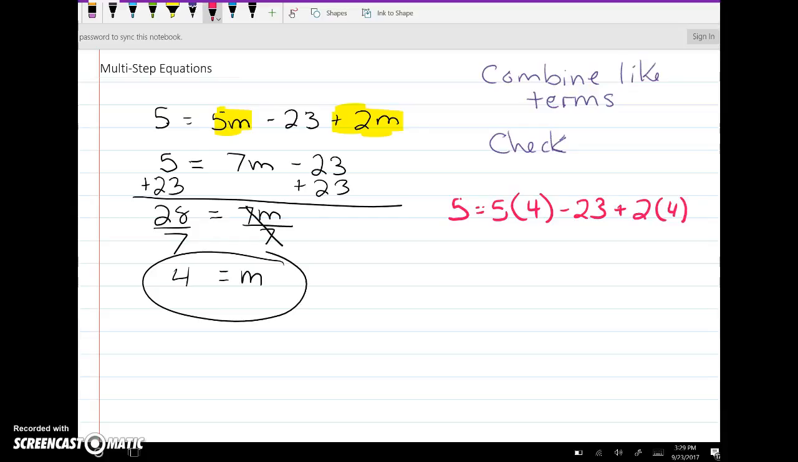So let's go ahead and do our multiplication first. We get 5 equals 20 minus 23 plus 8. 20 minus 23 is negative 3, plus 8 equals 5. 5 equals negative 3 plus positive 8 is 5, and it's the same answer, so we check that is correct.